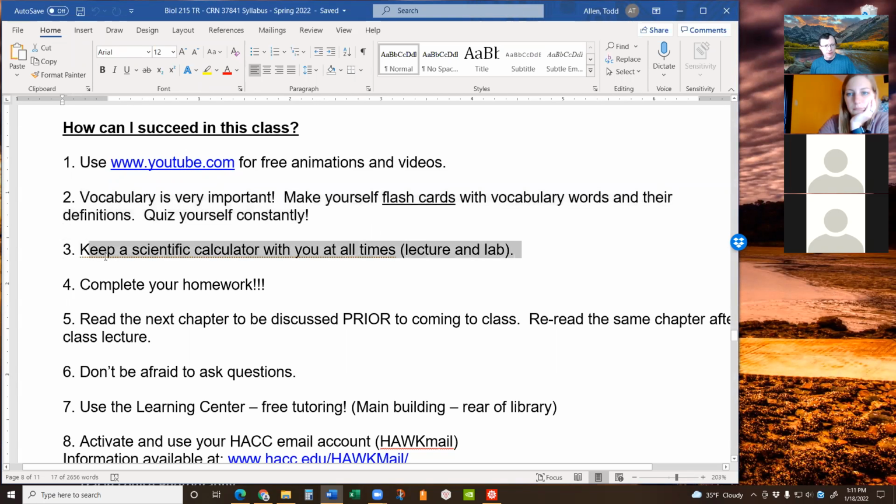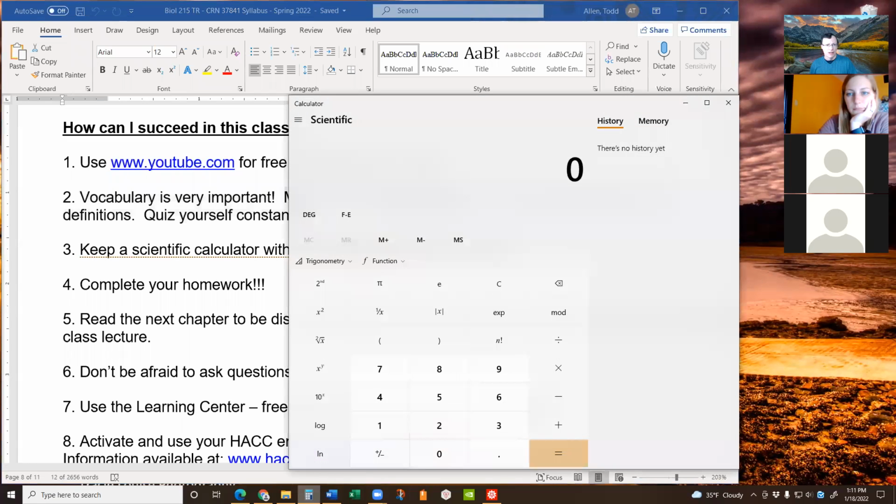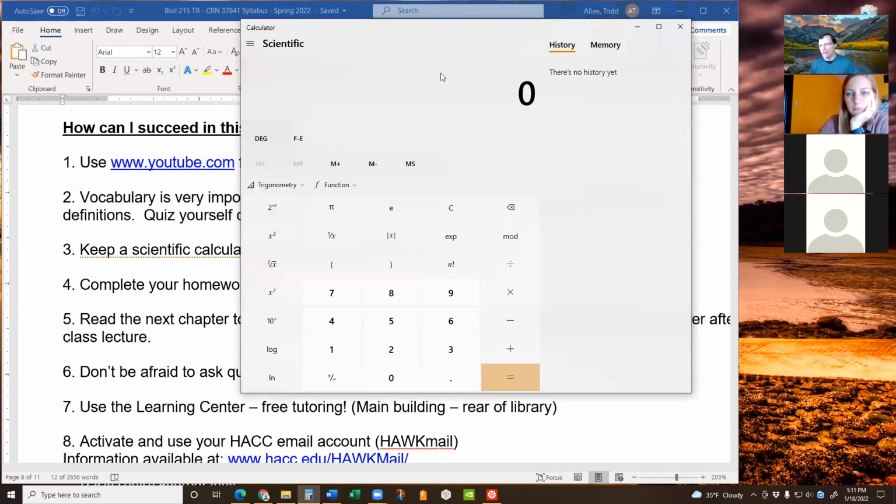You do want to keep a scientific calculator handy at all times. Obviously, in the remote setting, you probably have a calculator on your computer, right? So for example, if I click my calculator, I'm running a Windows machine. There's a scientific calculator. I got what I need. You probably have something similar on your computer. If you don't, you're going to want to have a scientific calculator.